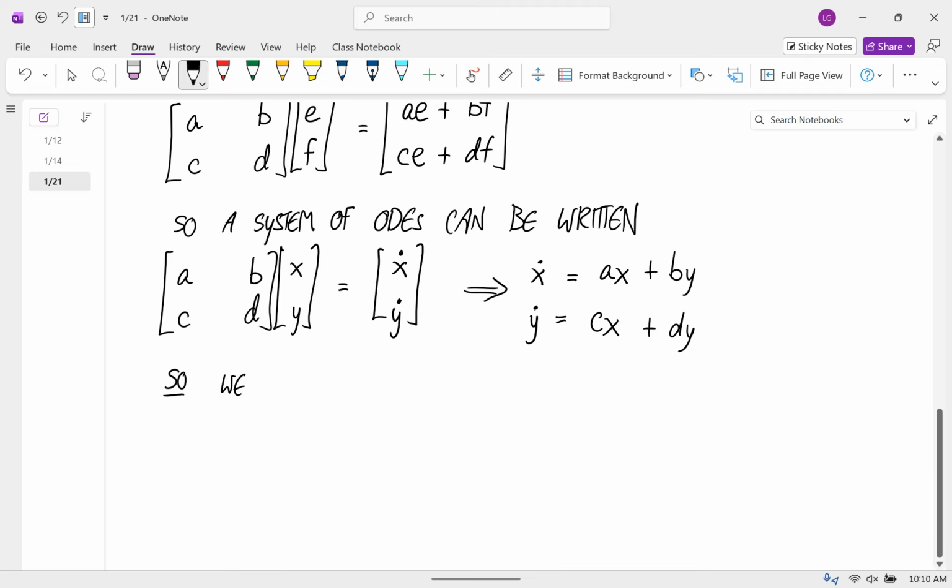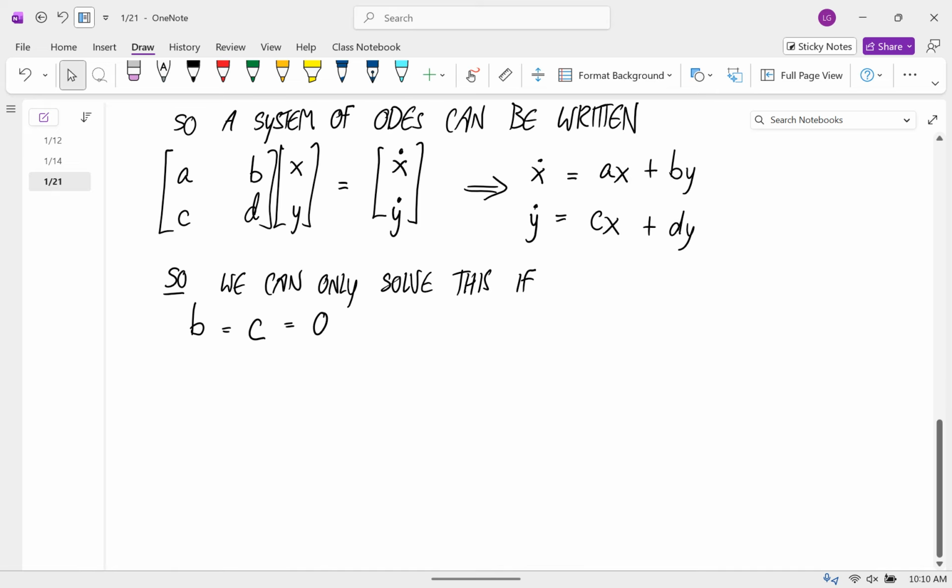So we can only solve this if B and C are equal to 0. Otherwise it's a coupled system. There's like one homework question, I think, maybe two, where you just have to make sense out of the matrix form of it. Any questions about coupled and uncoupled?